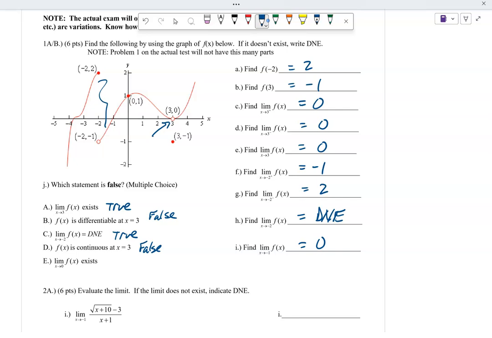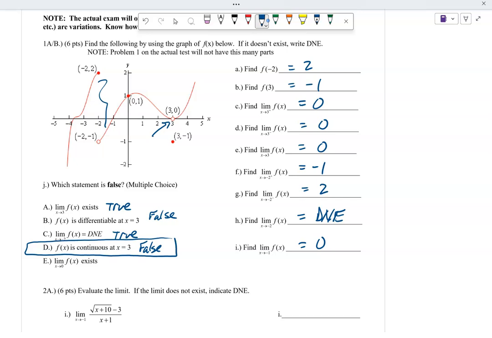Remember, to draw something that's continuous means you would draw it without lifting your pencil. Well, if I have a hole, I got to lift my pencil. So that is a false statement. This one's actually supposed to be the answer in your key. There's only supposed to be one statement that's false. Let's go on to E.